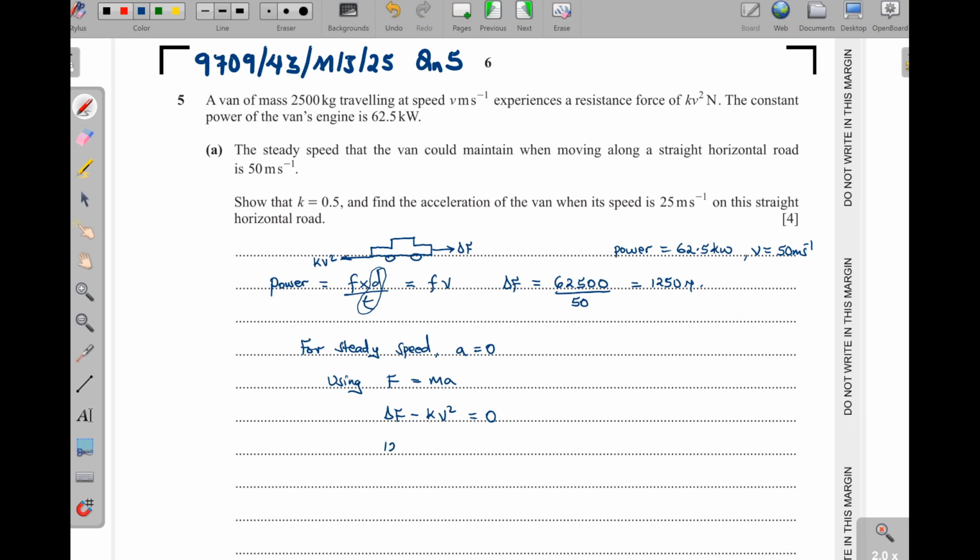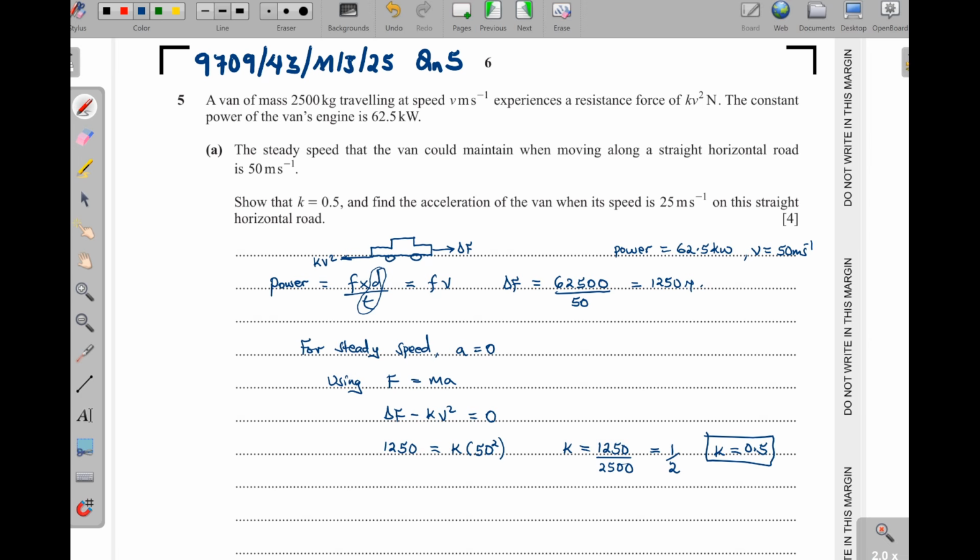Now, the driving force is 1250. I can take this on this other side, and then we have k, and then the speed that is given here is what? 25? No, I'm going to use, because this one I will use it later. They said and find. Okay, so our speed is actually 50. And then we are squaring it. So meaning k is going to be equal to 1250 divided by 2500, which is 0.5.